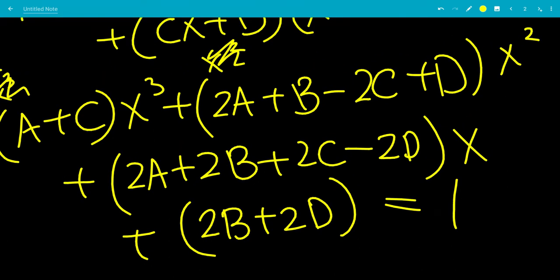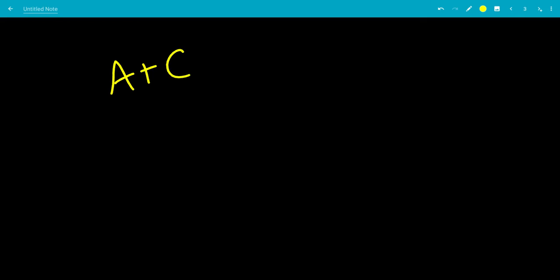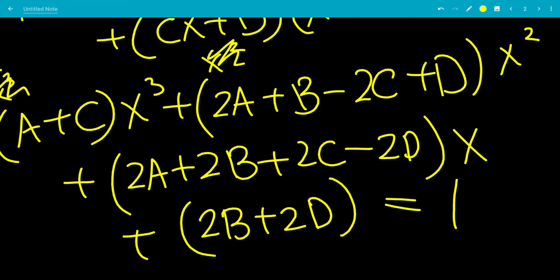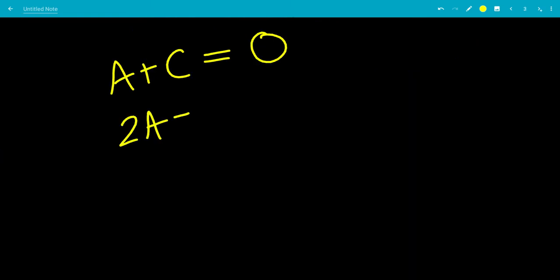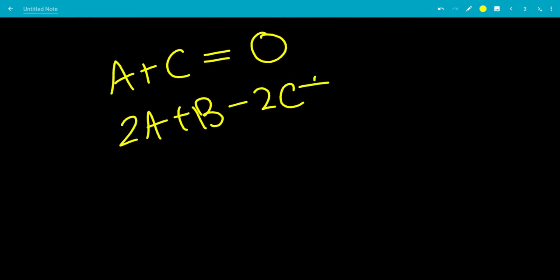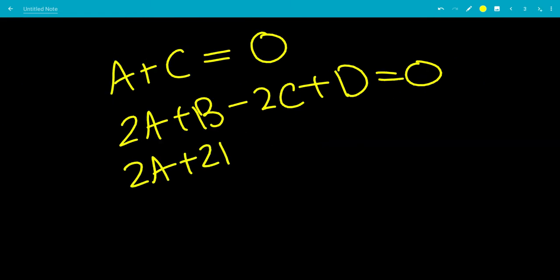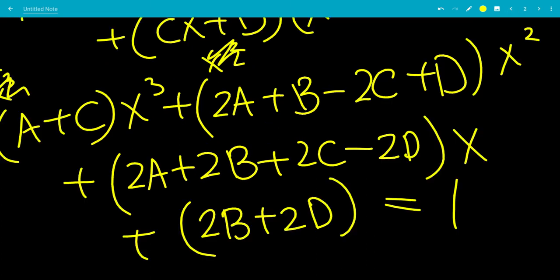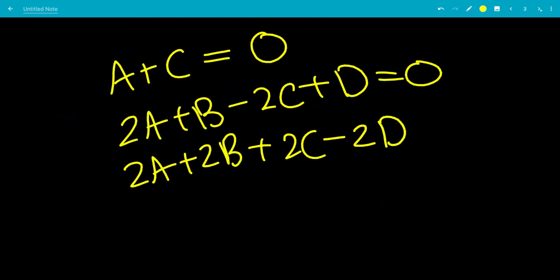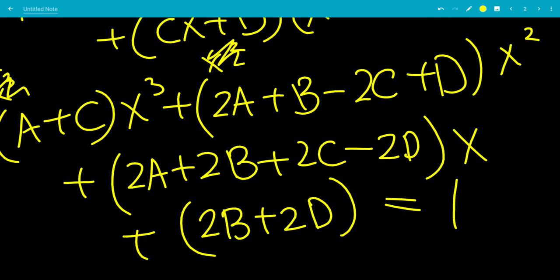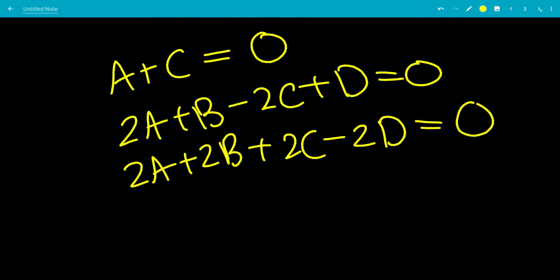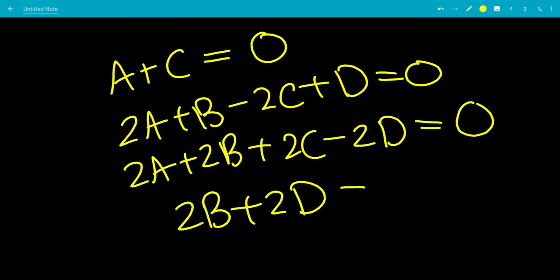So from here, we know that a plus c is the x cubed coefficient, and x cubed is 0 on the right-hand side. So 2a plus b minus 2c plus d equals 0, because x squared also has 0. We have 2a plus 2b plus 2c minus 2d is the x coefficient, so that would be 0. And finally, we have 2b plus 2d equals 1, because that has no x.